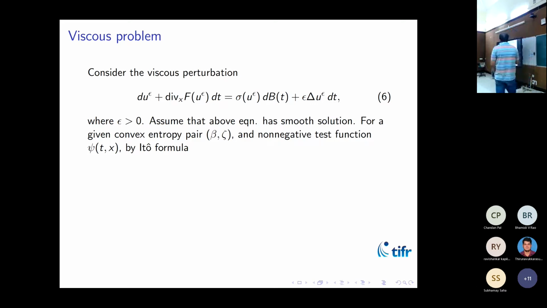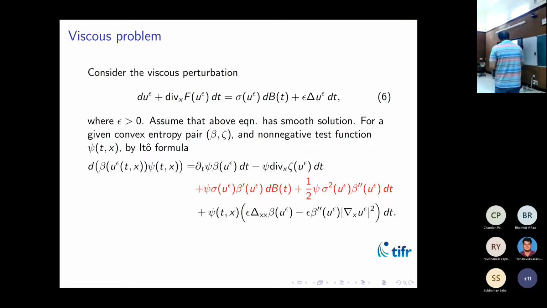Now you go for something called the convex entropy pair. This convex entropy pair, eta, satisfies a certain relation between beta and f, and this beta is typically a smooth, convex approximation of the absolute value function. So there are certain signs and so on, right? Since it has a smooth solution, you can apply your Itô formula to this entire entity, and then this is the equality that you are going to end up with.